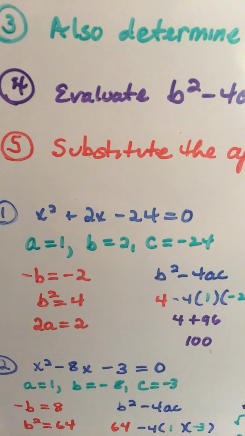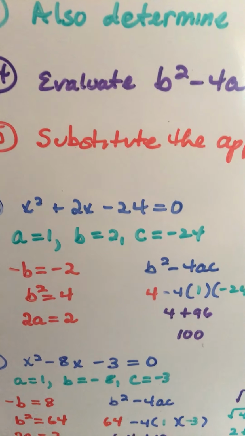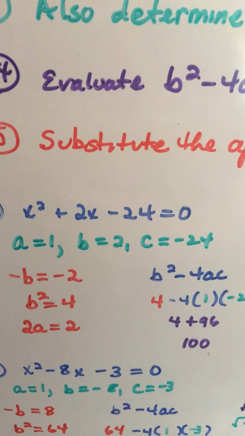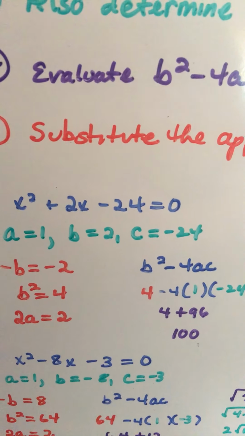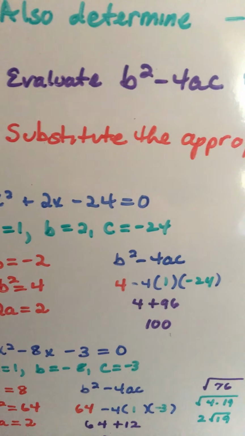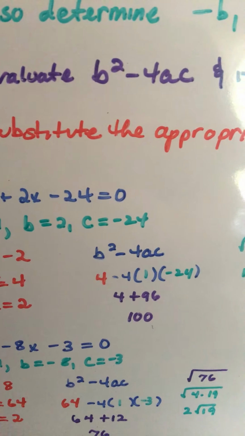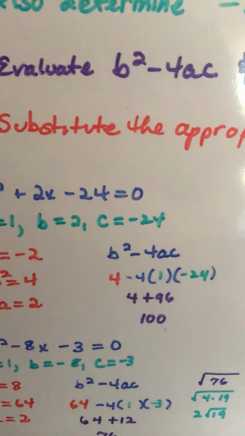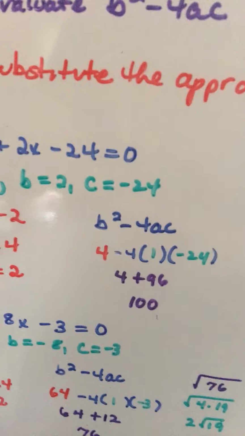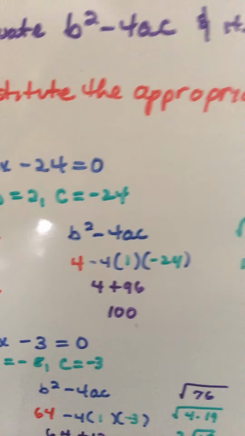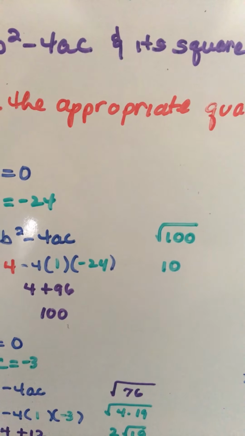A is 1, b is 2, c is negative 24. So negative b is negative 2, b squared is 4, twice a is 2. For b squared minus 4ac, I always plug and chug and show the work, because this is where you make sign errors, teachers included. And we get 100, and the square root of 100 is 10.